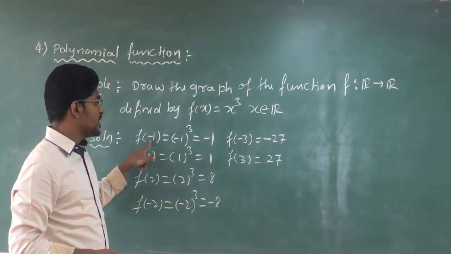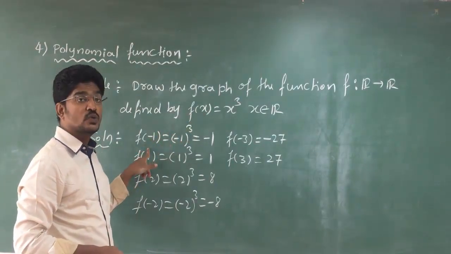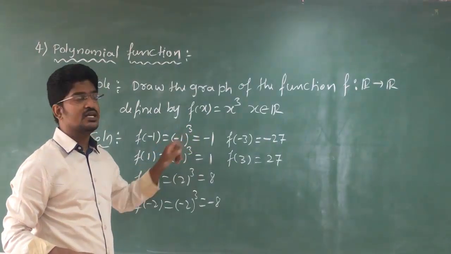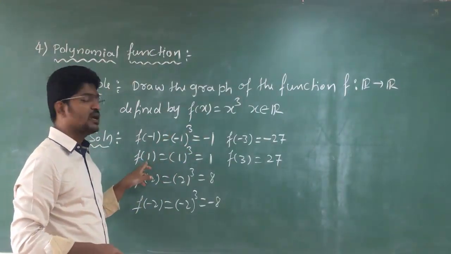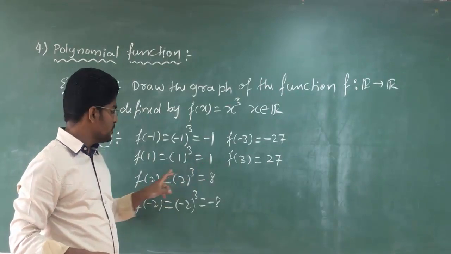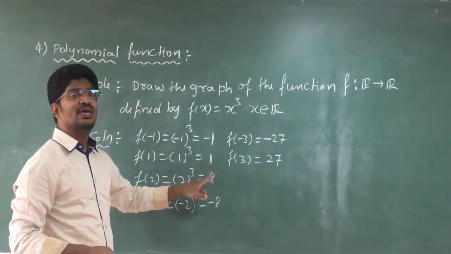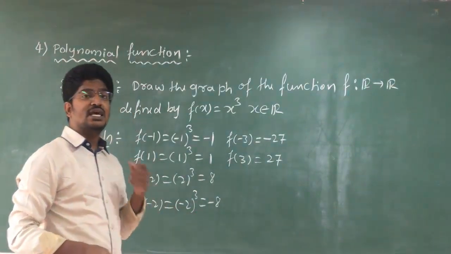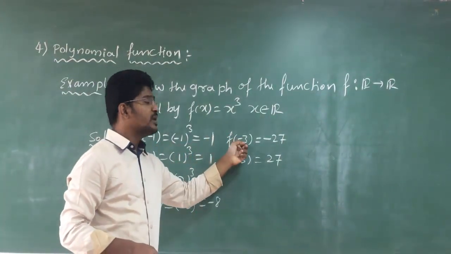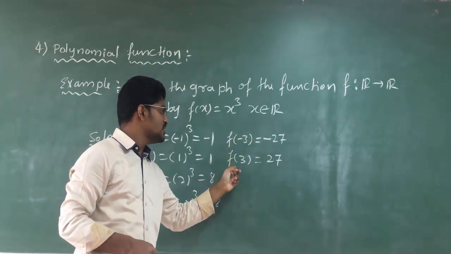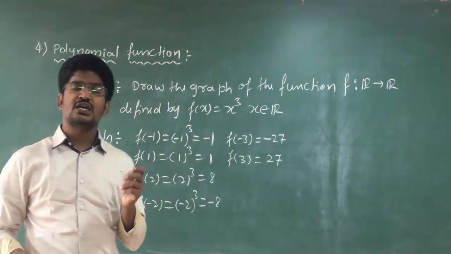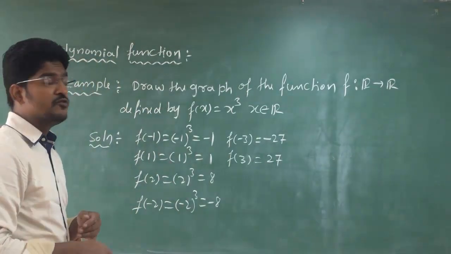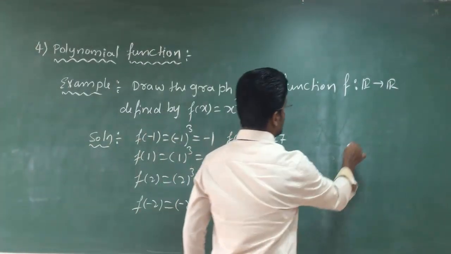So for f of minus 1, the x value is minus 1. In the place of x I will write minus 1. Minus 1 cube will be equal to minus 1. In the place of x I will take 1. 1 cube will be 1. In the place of x I will take 2. 2 cube will be 8. In the place of x I will take minus 2. Minus 2 cube will be minus 8. If I take minus 3, you will get minus 27. If I take x equal to 3, you will get 27. So from this, if you draw the graph, what are you going to have?